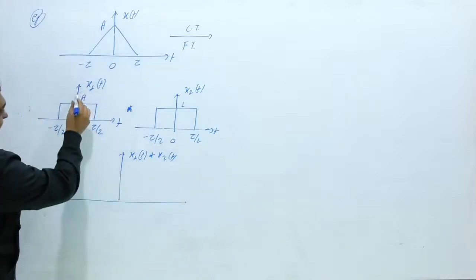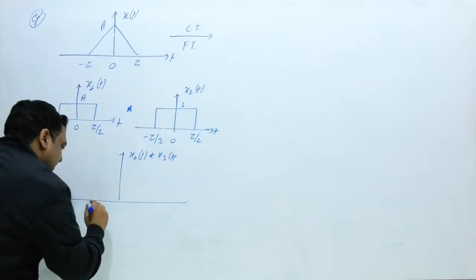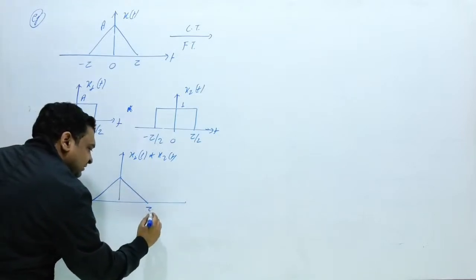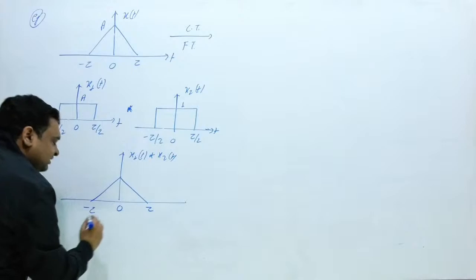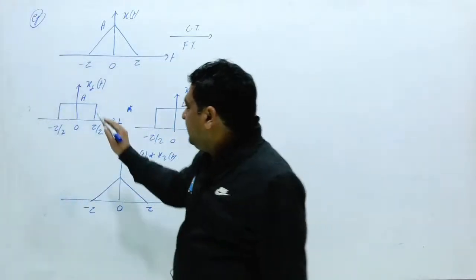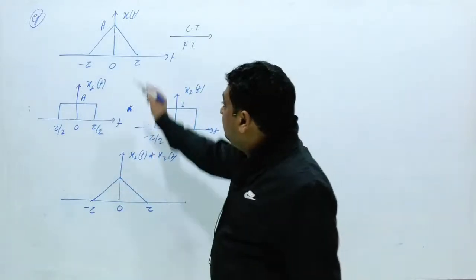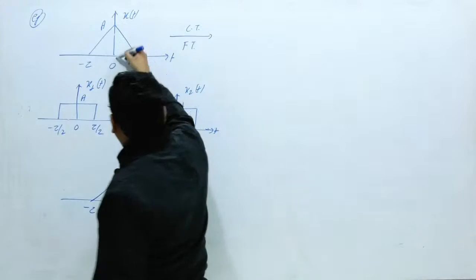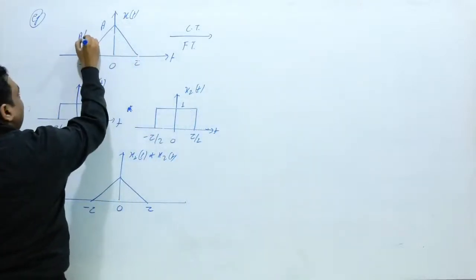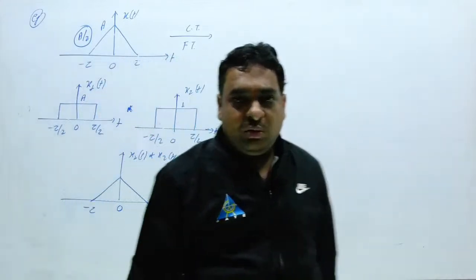We have to concentrate on this magnitude. This answer is clear. You will get a triangle signal. This will be tau, this will be minus tau, this will be 0. What will be the slope? Earlier I told you the slope is A into 1, so this slope would be A. But what is the slope here? This is A and this is tau. This slope is A by tau.